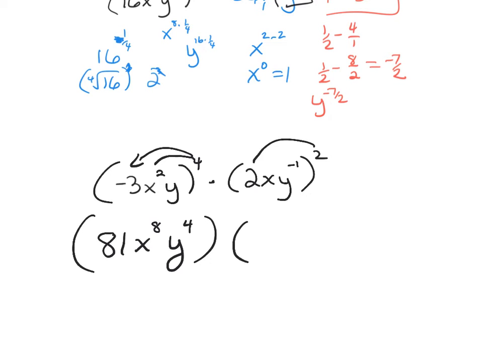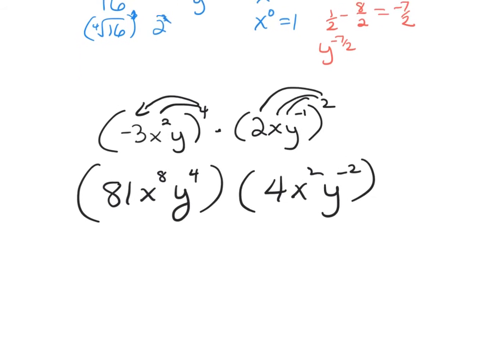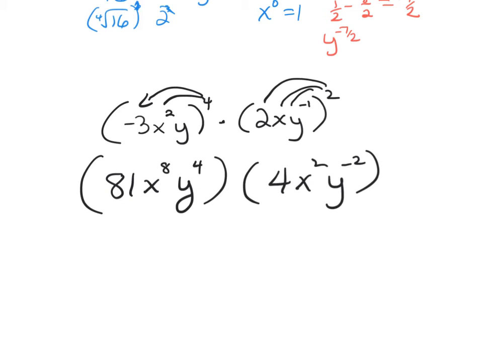I'm going to square the 2, put it on the x, put it on the y. So 4x squared, y to the negative 2. Remember, when you multiply exponents, you add them. So I'm going to do 81 times 4 first, get 324, and then I'm going to add the x's and get x to the 10th, and then add the y's. 4 plus negative 2 is 2.